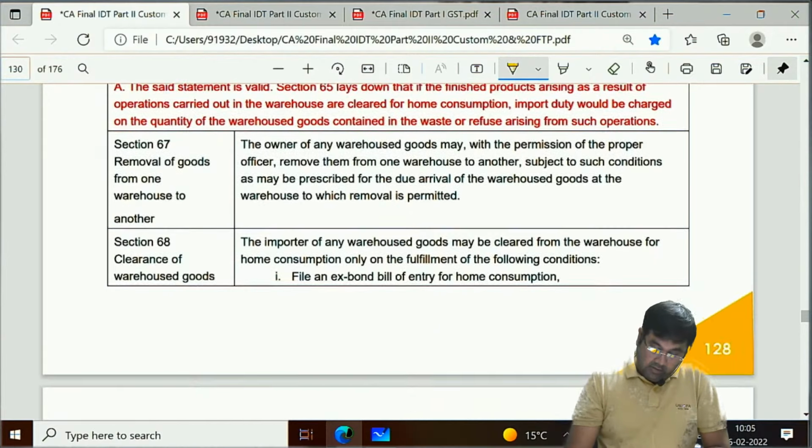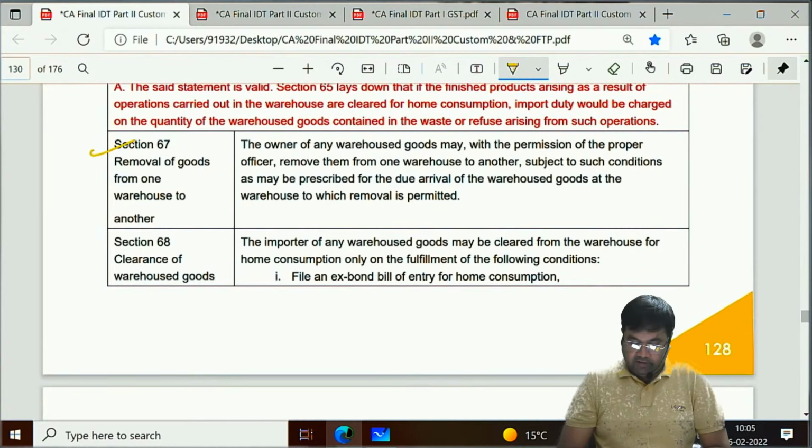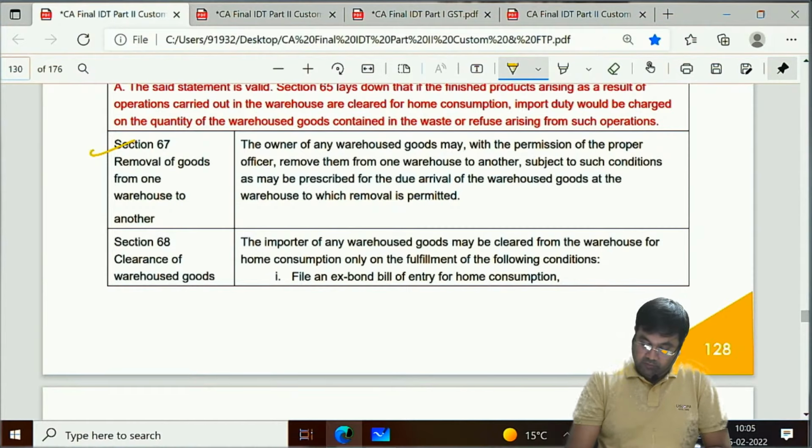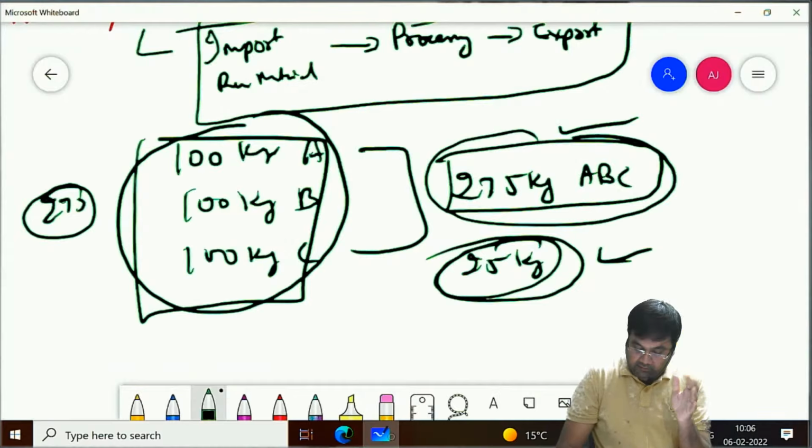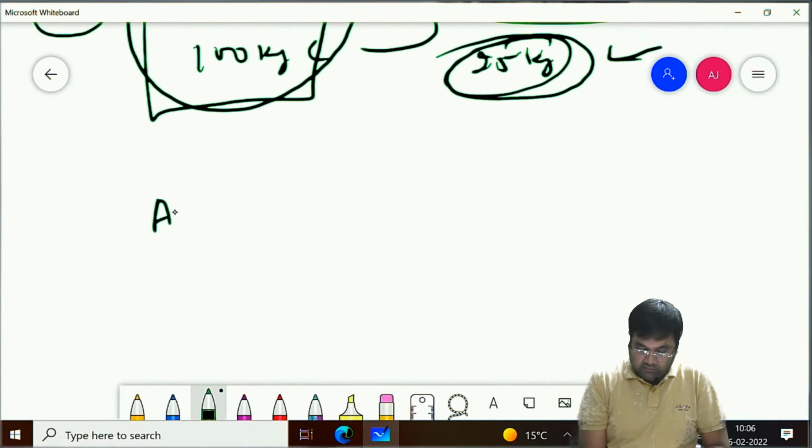Okay. Section 67, removal of goods from one warehouse to another. So with the permission of the proper officer, the importer, of course the owner of the goods, can remove goods from one warehouse to another, subject to such conditions as may be prescribed for the due arrival of the warehouse goods at the warehouse to which removal is permitted. Because of course that officer needs to update the record that this warehouse goods has been removed from A warehouse to B warehouse.